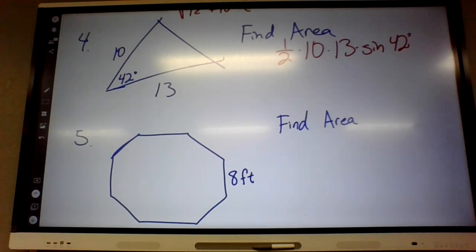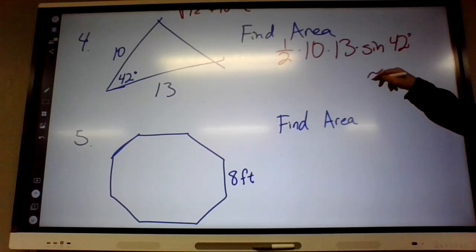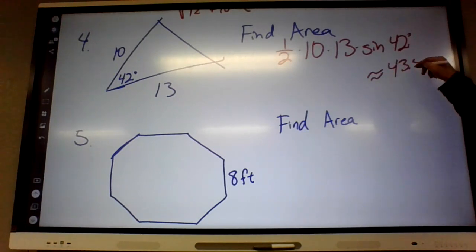Okay. Number 5 is probably the hardest on the tests. I might make it worth a couple questions actually. Because it's got like 5 steps to it. It's 42. I guess I didn't label the sides, did I? Unit squared.